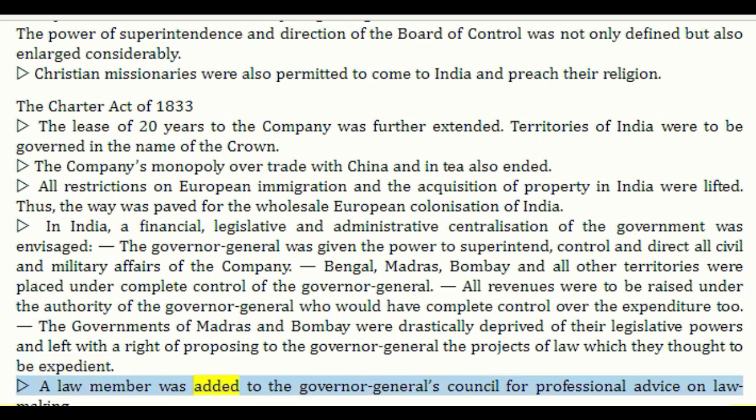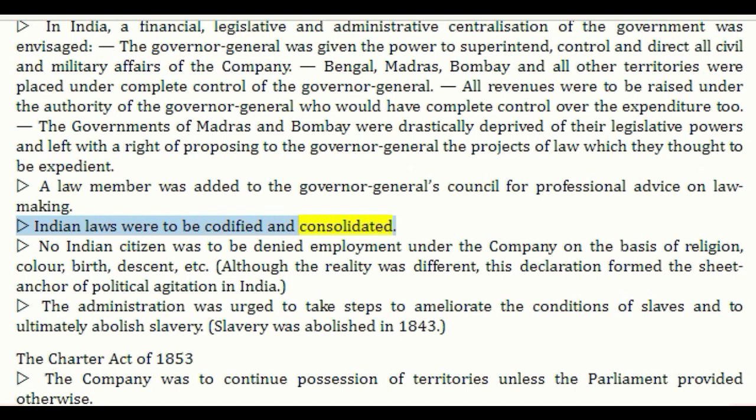A law member was added to the Governor-General's Council for professional advice on lawmaking. Indian laws were to be codified and consolidated. No Indian citizen was to be denied employment under the company on the basis of religion, color, birth, descent, etc. Although the reality was different, this declaration formed the sheet anchor of political agitation in India. The administration was urged to take steps to ameliorate the conditions of slaves and to ultimately abolish slavery. Slavery was abolished in 1843.